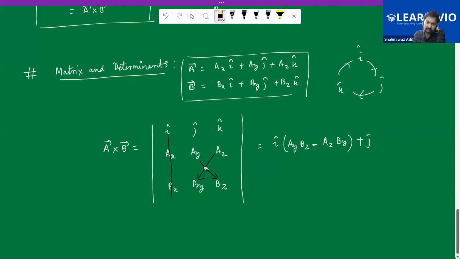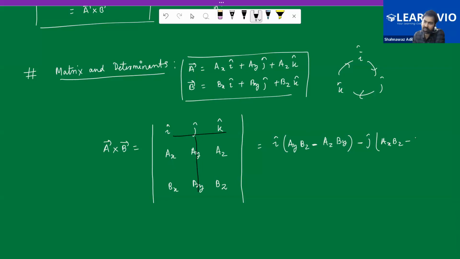So then you will apply the same thing, AX, but for consistency, you have to take this as minus. So this part will then be AXBZ minus AZBX. So this would be AXBZ minus AZBX, and then the remaining part. What is the remaining part? That is k hat, and then again you discard the corresponding rows and columns.